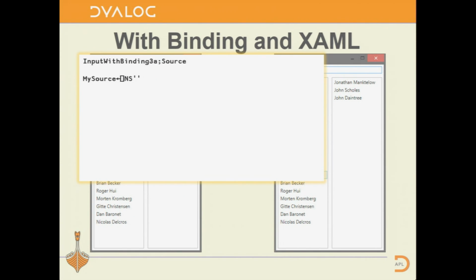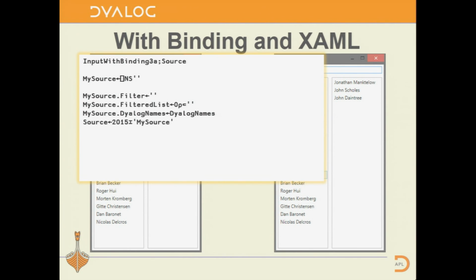What we can do is create a namespace called my source. We can call it anything we like. It's just a namespace. Inside that, we can define a variable called filter, which is an empty character array. And inside that, we can have a nested array filtered list, which originally contains no elements. And inside our source, we can have a global variable Dyalog names, which initially is just the same thing as what I have in the root of my workspace.